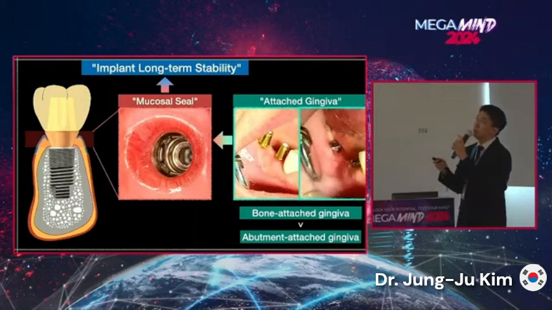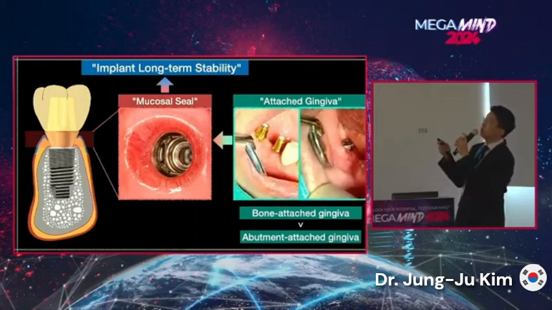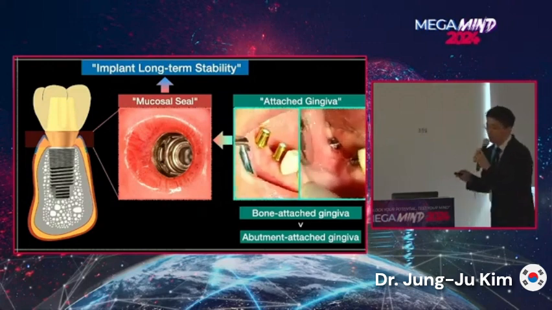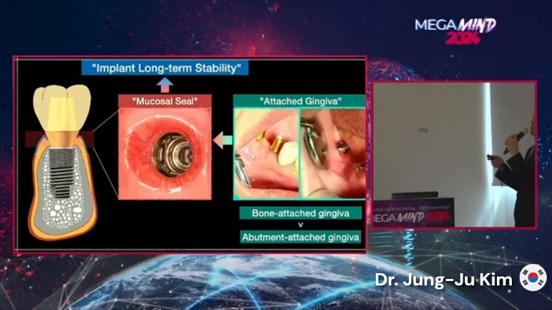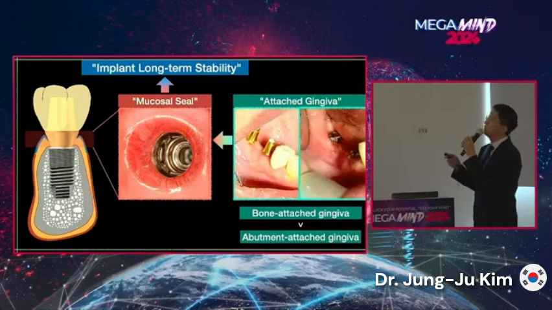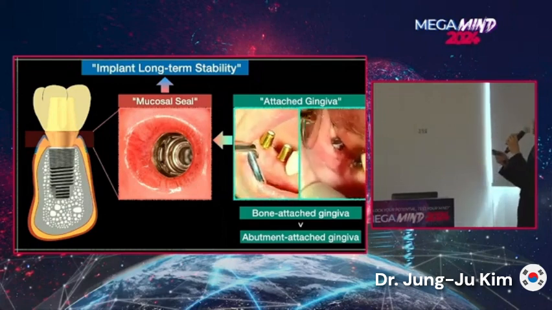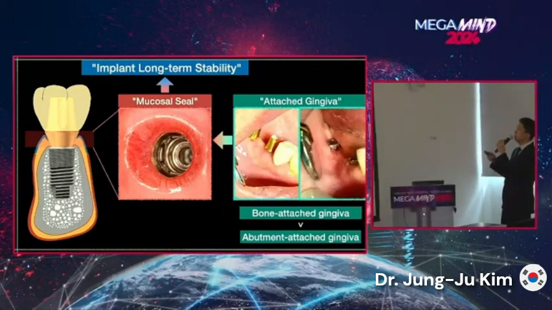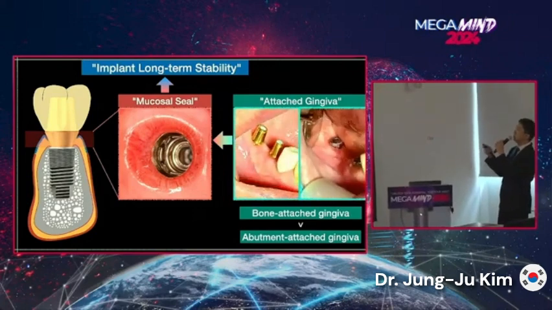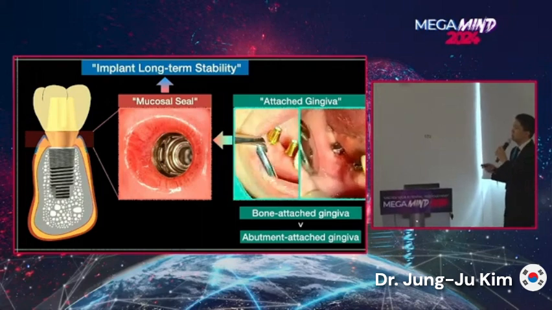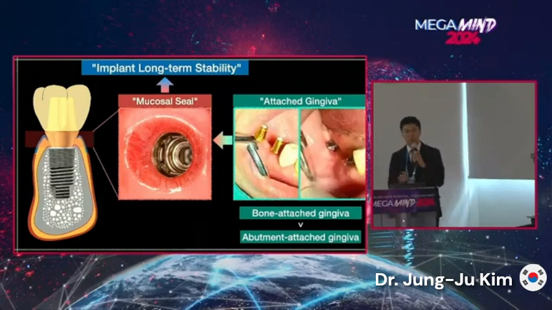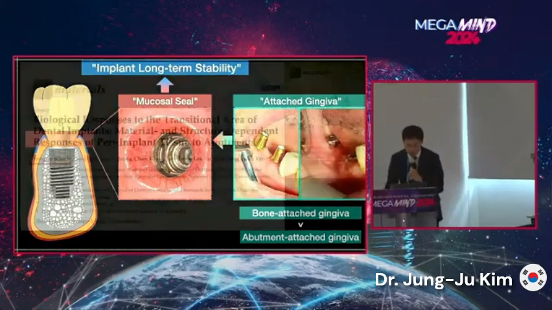The mucosal seal is maintained by the attached gingiva, which resists the movement of surrounding tissues. On the left, you can see the well-maintained bone-attached gingiva preventing cheek movement. However, on the right, insufficient attached gingiva makes the mucosal seal unstable and detached, allowing bacteria to enter. Bone-attached gingiva is especially crucial in maintaining this stability.